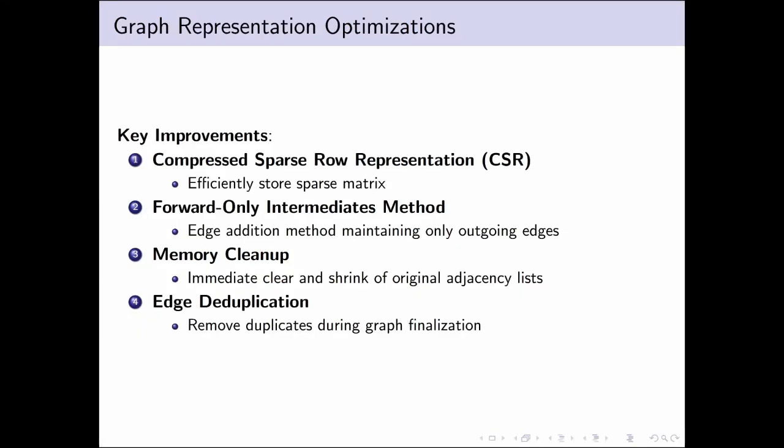To optimize our graph data structure, we first implemented the compressed sparse row format to represent our graphs efficiently. Instead of storing adjacency lists as separate vectors, CSR uses two arrays: an offset array that tells us where each vertex's edges begin, and a single packed edge array containing all edges.